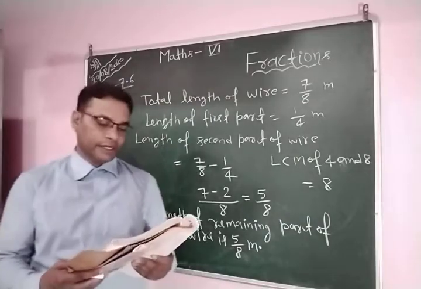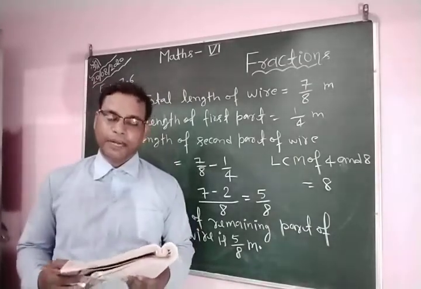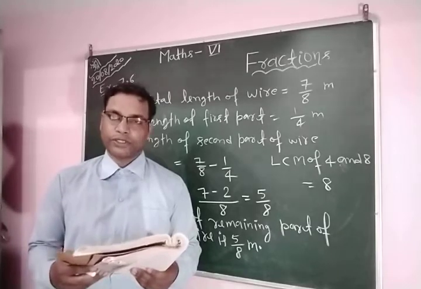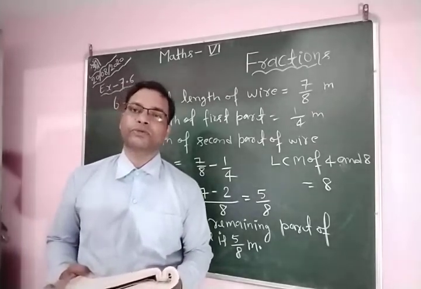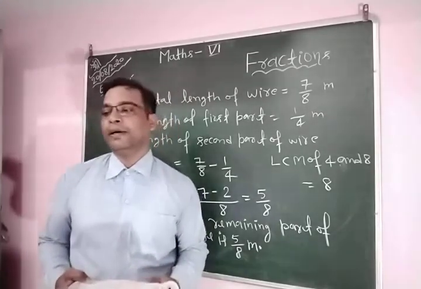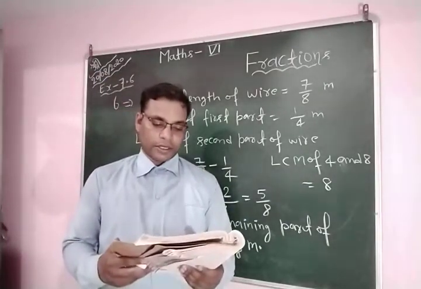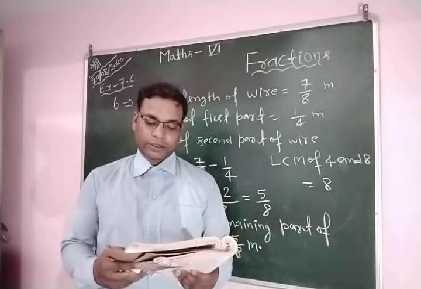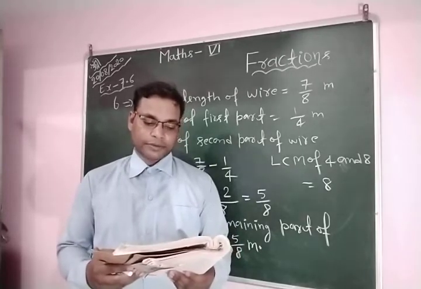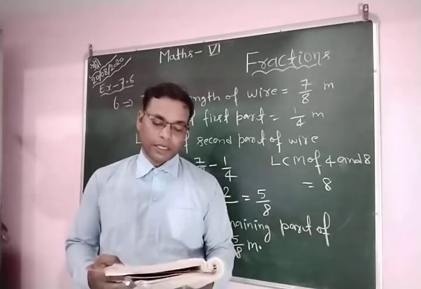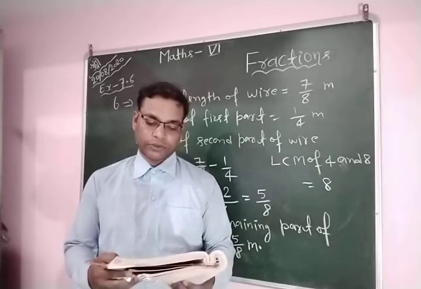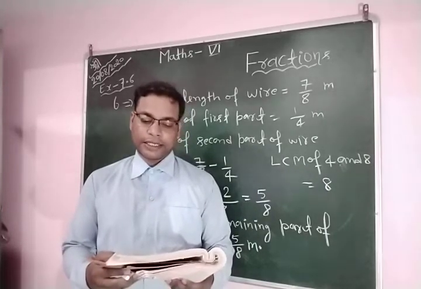Question number 7 is that Nandini's house is 9 by 10 kilometer from her school. The distance between school and Nandini's house is 9 by 10 kilometer. She walked some distance and then took a bus for 1 by 2 kilometers to reach the school. How far did she walk?